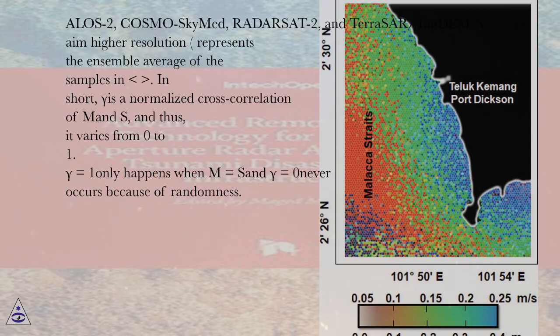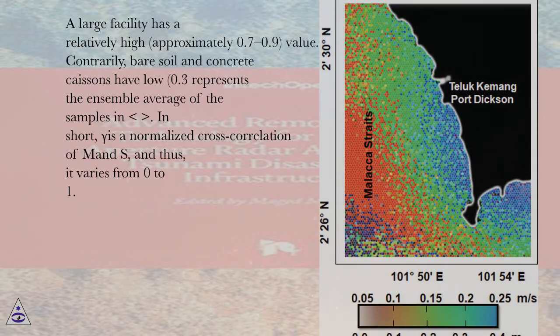ALOS-2, COSMO-SkyMed, RADARSAT-2, and TerraSAR-X/TanDEM-X aim at higher resolution. Gamma represents the ensemble average of the samples in angle brackets. In short, gamma is a normalized cross-correlation of M and S, and thus, it varies from 0 to 1. Gamma equals 1 only happens when M equals S. Gamma equals 0 never occurs because of randomness. A large facility has a relatively high value, approximately 0.7 to 0.9. Contrarily, bare soil and concrete caisson have low values, 0.3.